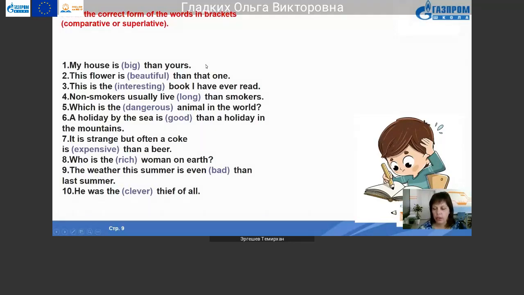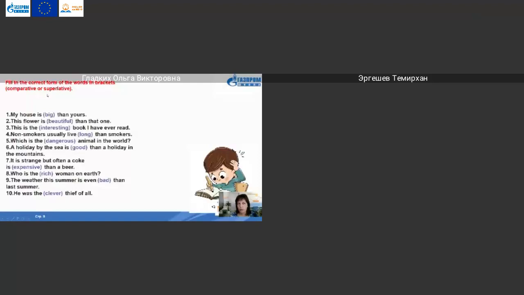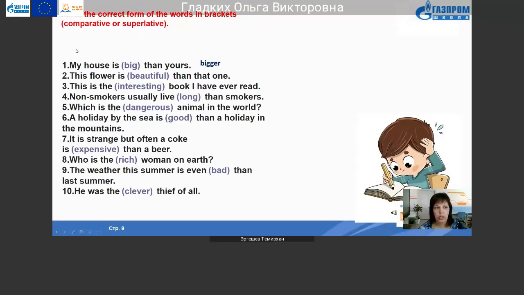Please type the correct answer, Elmar. My house is big, or what, Kutman? Is it correct, big? You have to use comparative or superlative. Aiday? Bigger. Yes, you are right. Bigger. Next, this flower is more beautiful than that one. So, more beautiful. Yes, Aiday. Great. Next, this is the most interesting book I have ever read.